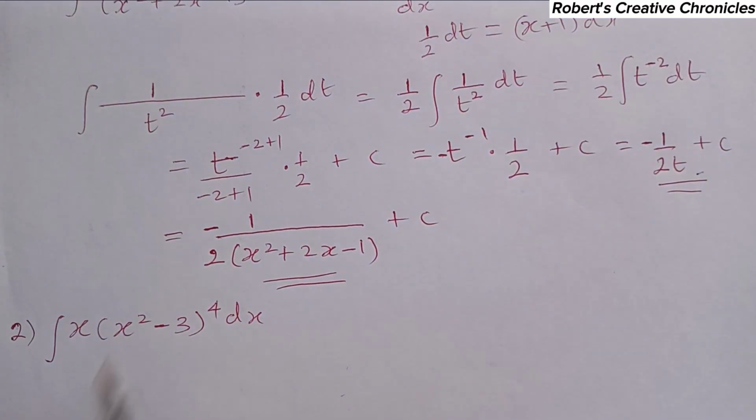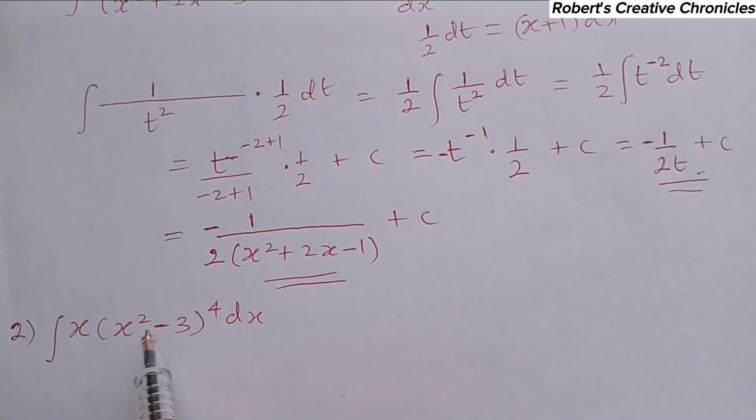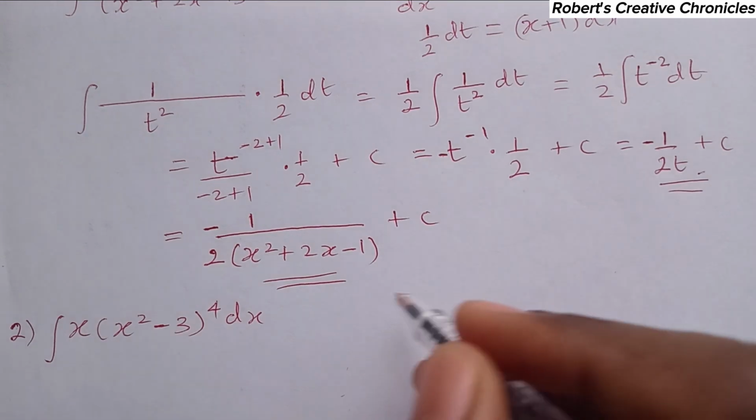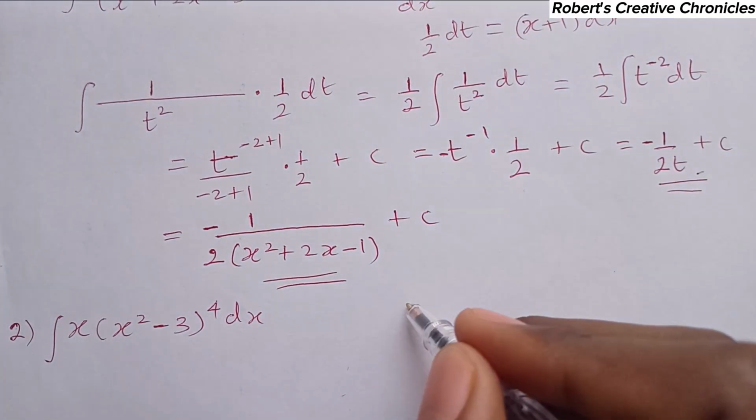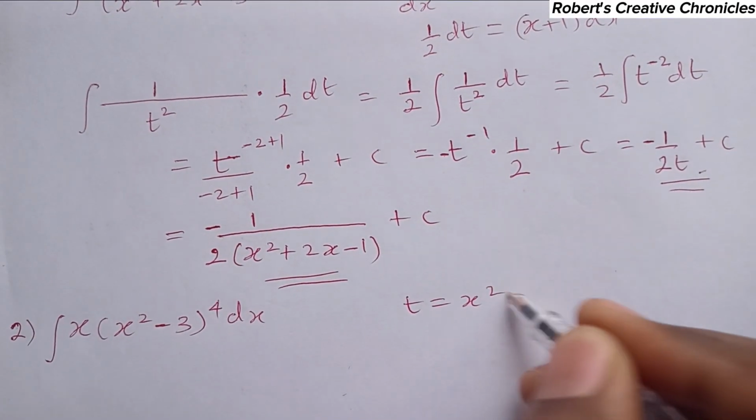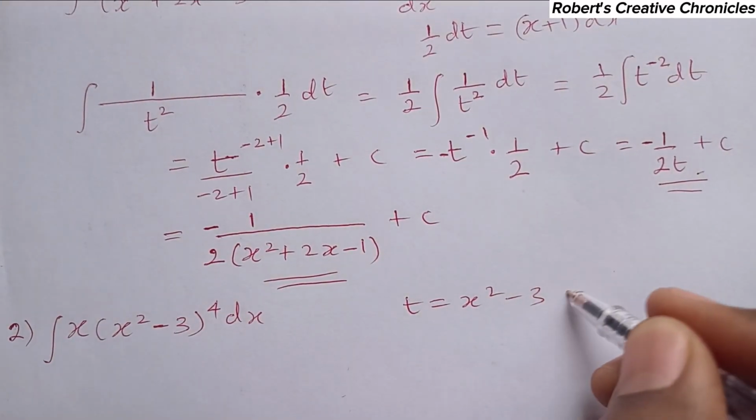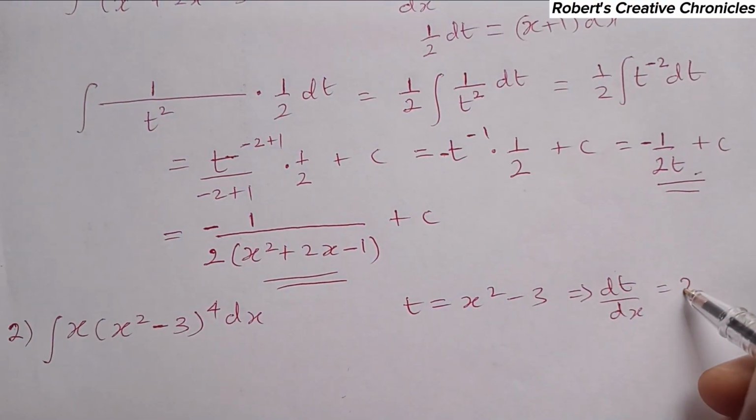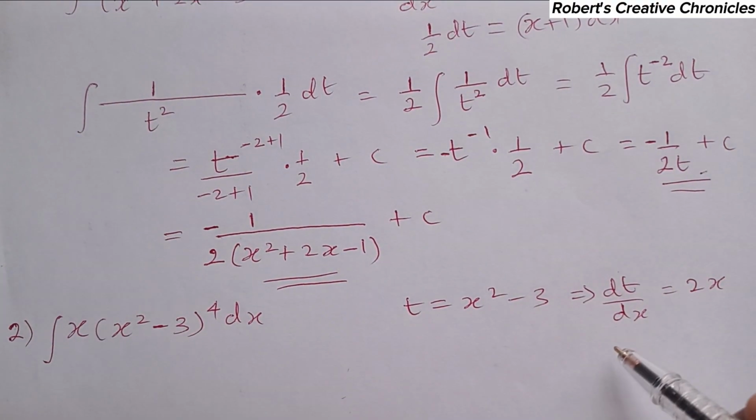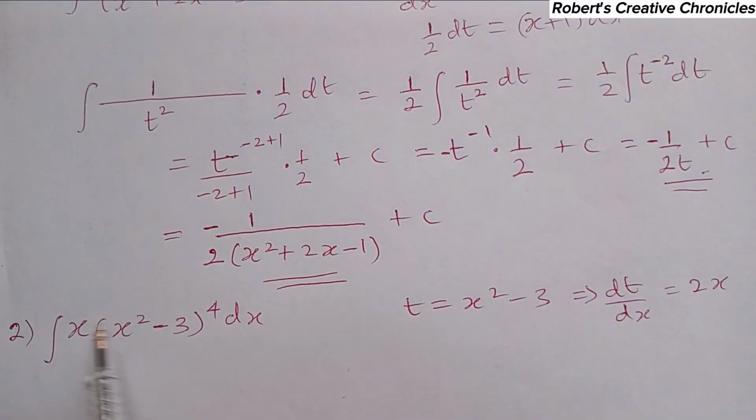We'll now substitute this as our t, because with that we will get an x that will cancel this. So if we take x as t, there will be a problem. So t is equal to x squared minus 3. So dt over dx is 2x. Now we will make x dx the subject of the formula to make things easy.